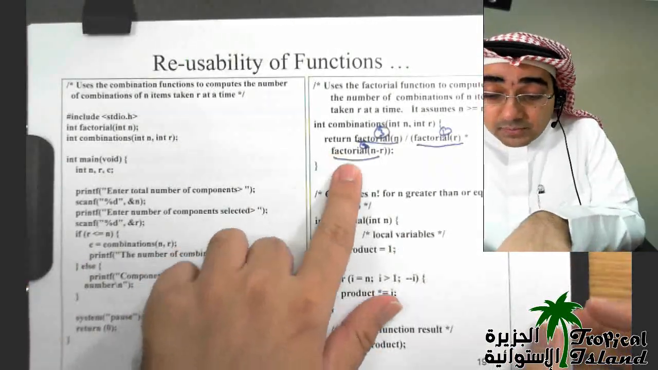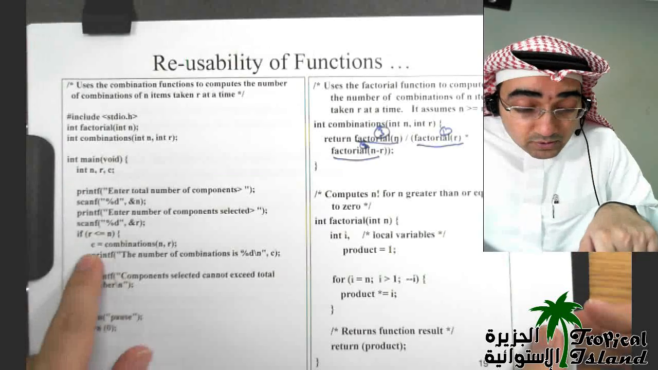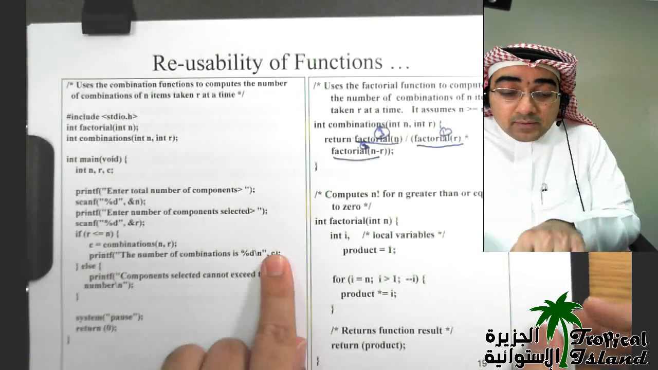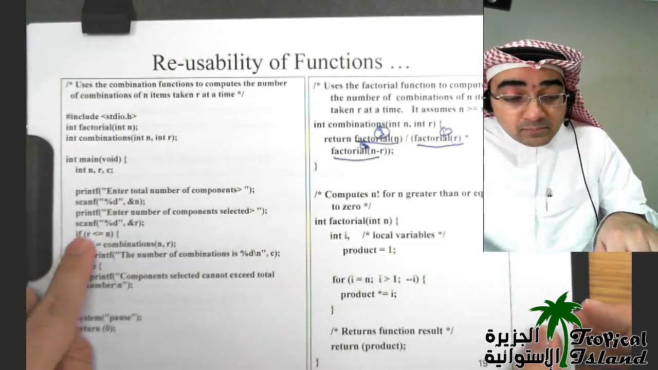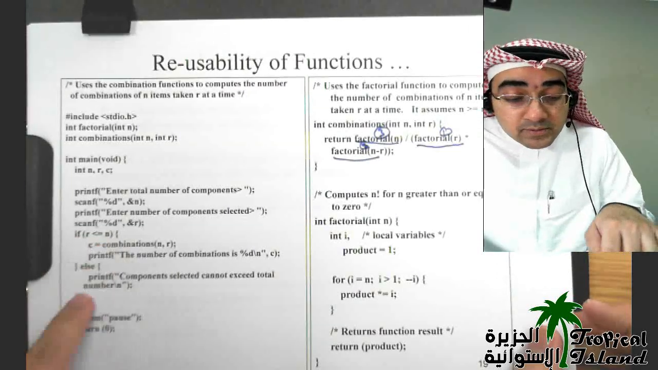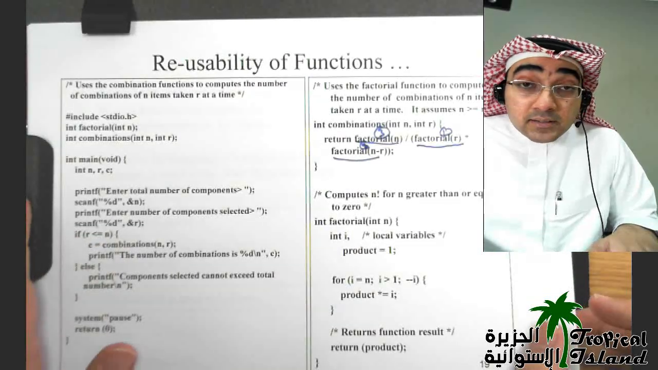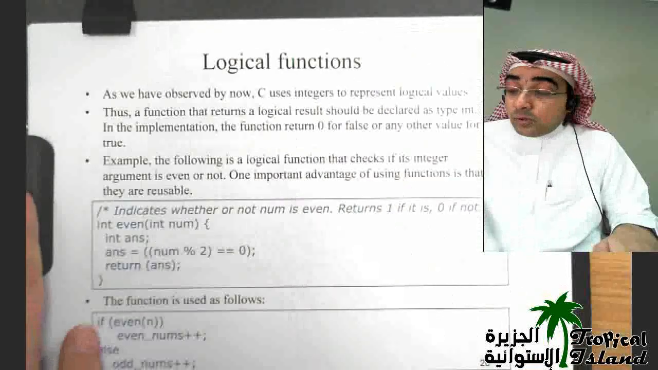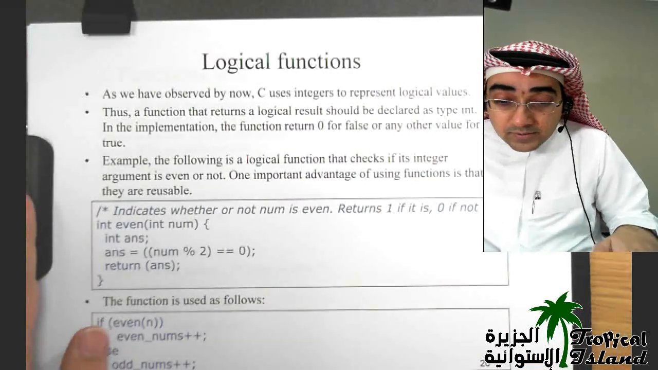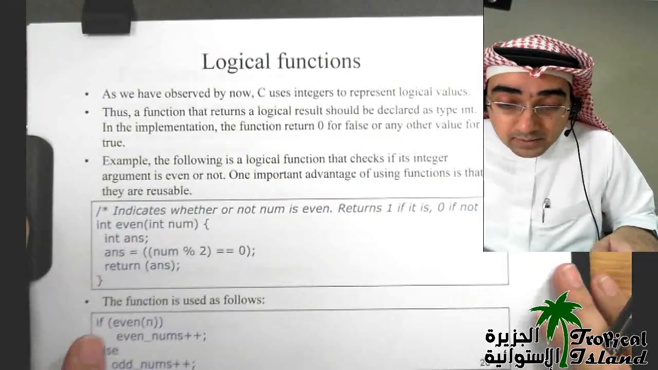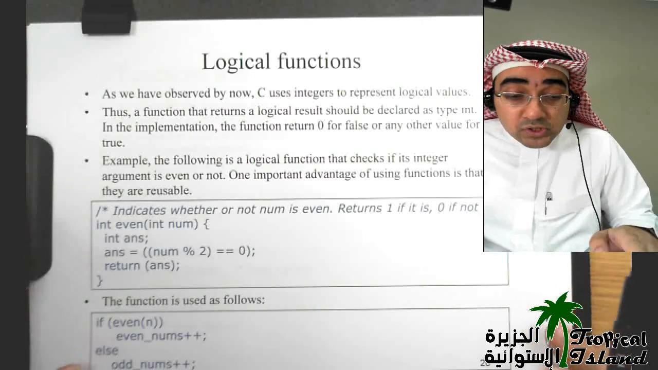This is going to return the result, and I'm going to store it into c, and then I can print the combinations. If r was greater than the total numbers, then you say you cannot select more than the components that you have in total. Okay, so this is an illustration.